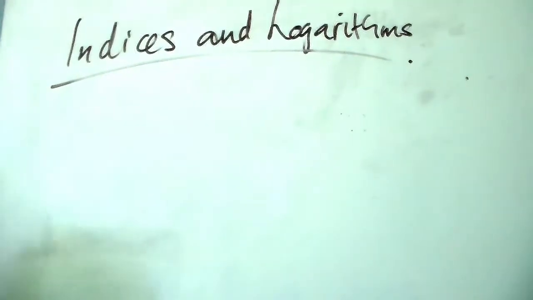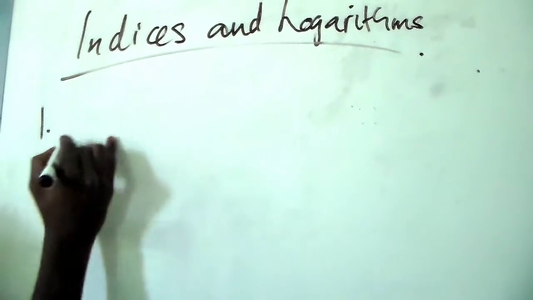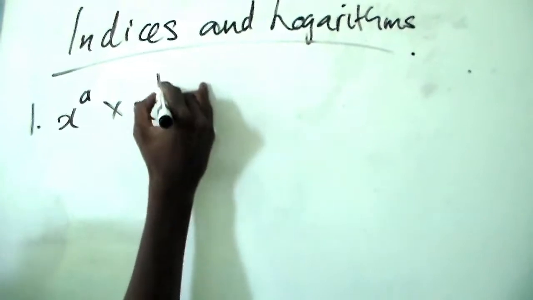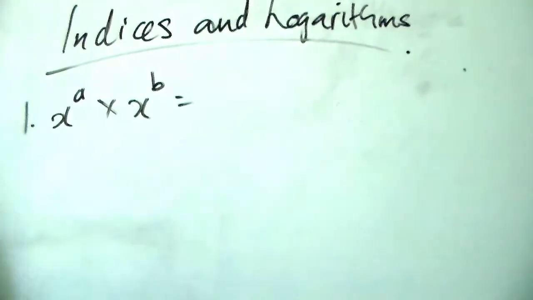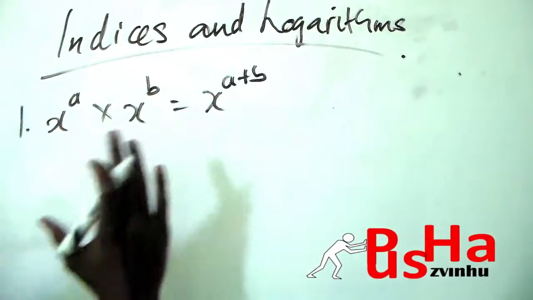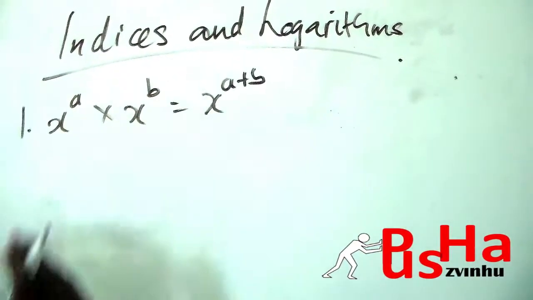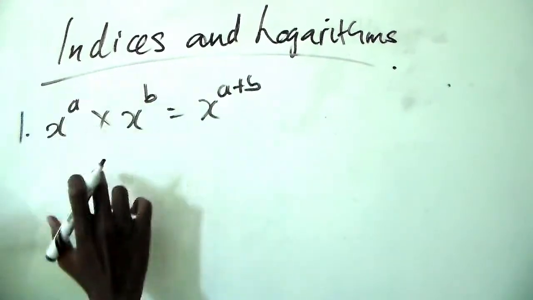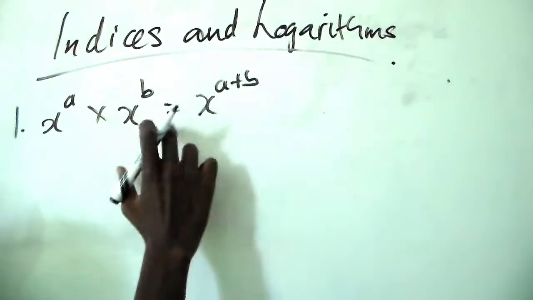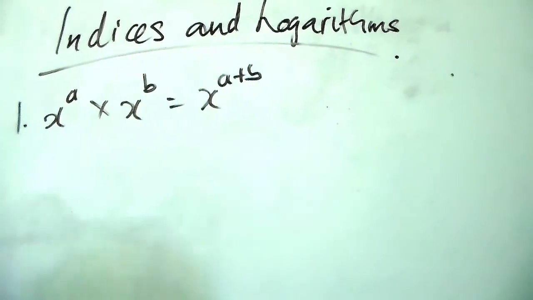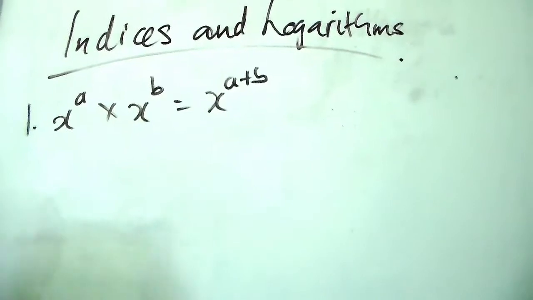The first law of indices is when the base x to the power a is multiplied by the base x to the power b, which will give us a product of x to the power a plus b. So we get the product by adding the powers. When you multiply x to the power a by x to the power b, we should get x to the power a plus b. So we are going to give an example of this first law.